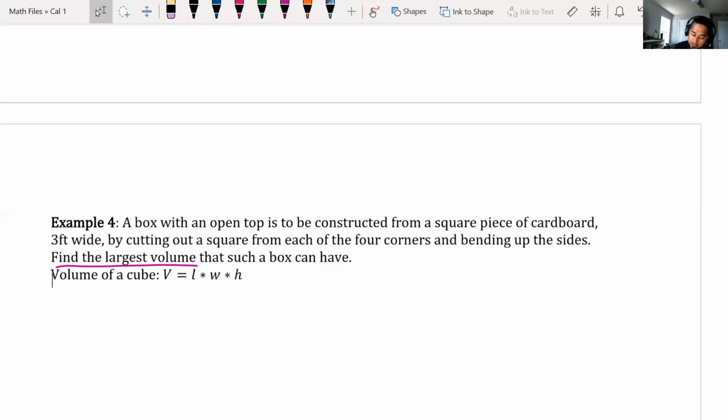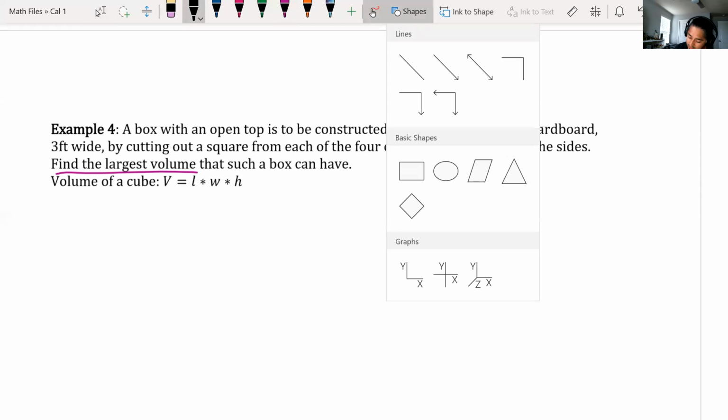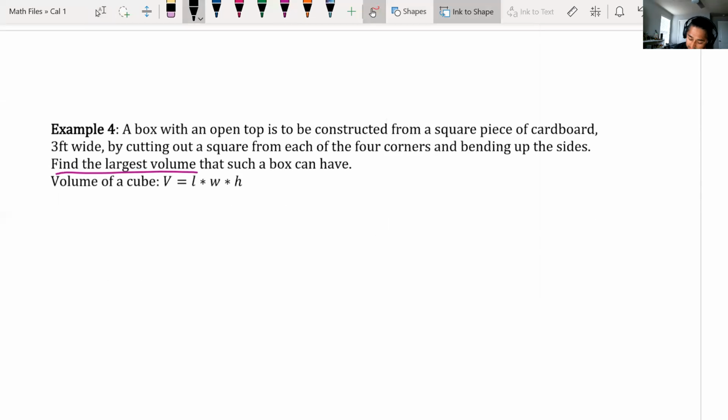Okay. Pictures, of course. Ooh, let's go. Where's my, let's see, ink to shape. There we go. I'm gonna draw a square. Hey, that works. Let's try it again. Bam. Beautiful. Look at that. I'm good. I am very good.